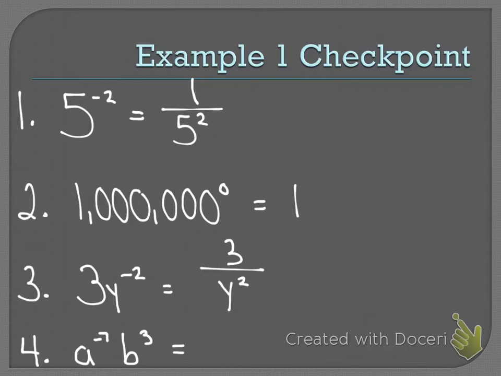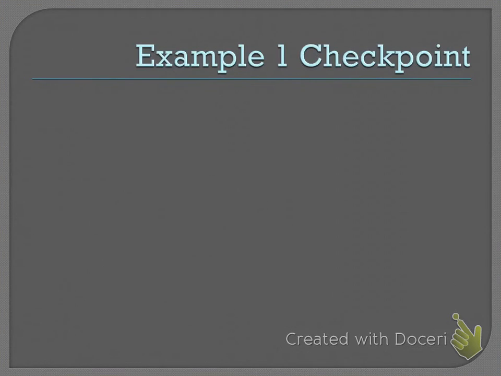On number 4, which term do I need to move to the denominator? a to the negative 7th. So I leave b because it doesn't have a negative exponent. b to the 3rd over a to the 7th. That's number 4. Anybody get all 4 right? Good job. Moving on to example 2.